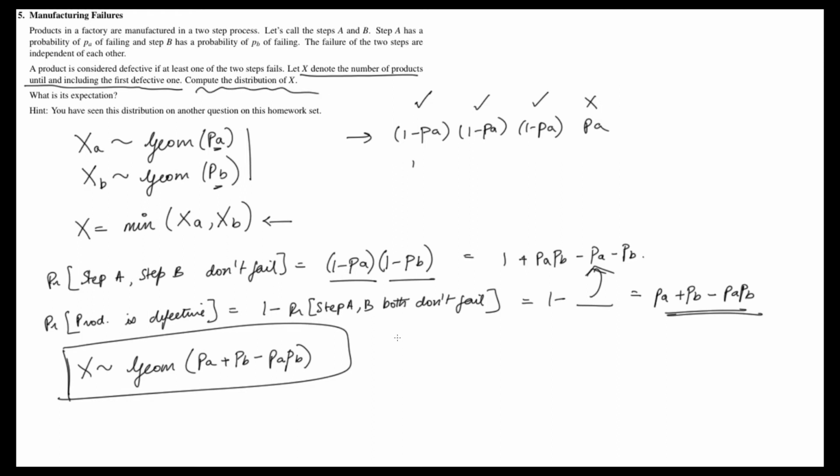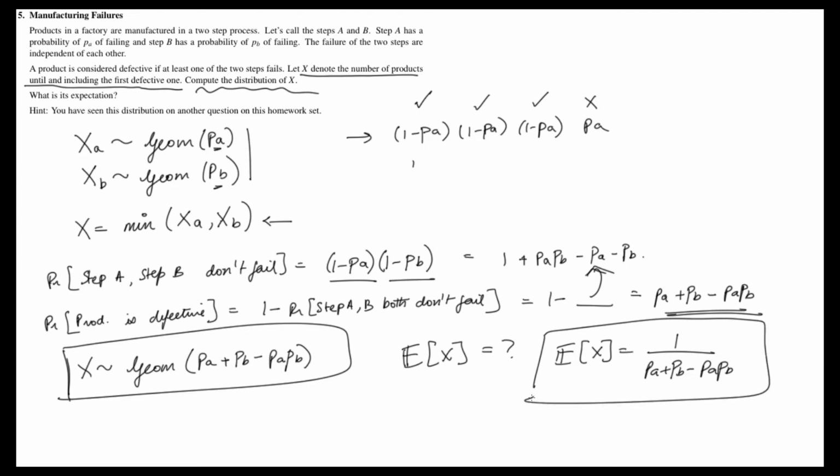What is the expectation? So as I hope you've calculated in question 3 on the homework set, the expectation of a geometric random variable is just 1 over the parameter, 1 over the probability of failure. So the expectation of X in this case is just 1 over PA plus PB minus PA PB. That's all. Which means you're done with question number 5.